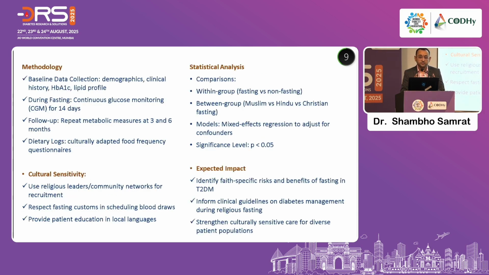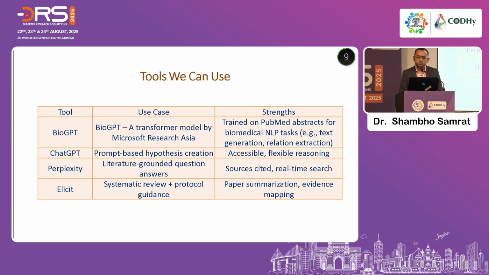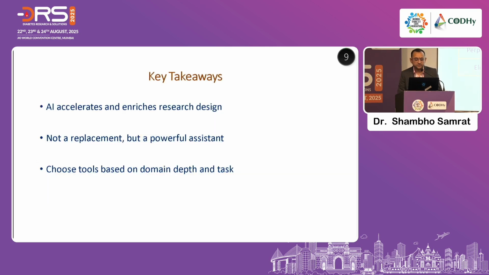But overall, what we need to appreciate is that they will give a good structure and we can modify that structure further. So there are multiple tools we can use. Again, I generally use ChatGPT, but apart from that we have BioGPT, Perplexity, Elicit, which is a very good tool to do systematic review and protocol guidance. So as of now, what we understand is that artificial intelligence accelerates and enriches research design, but it is not a replacement. It is a powerful assistant. We need to choose tools based on domain depth and task.